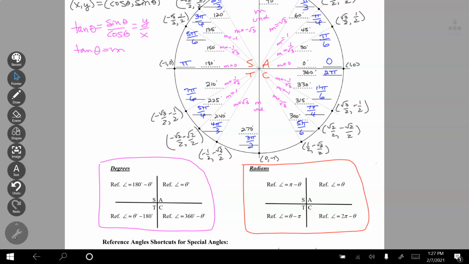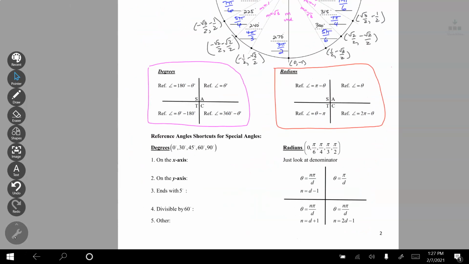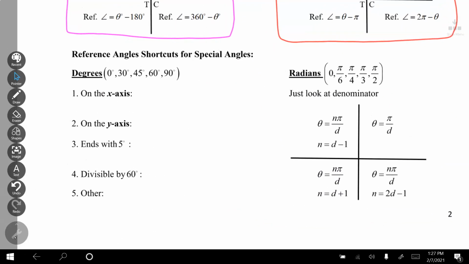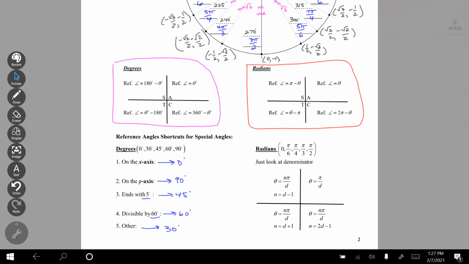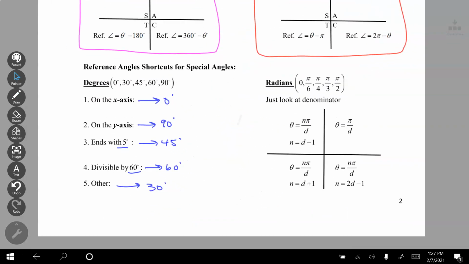Now, it's the same picture I had before, depending on what the 4 quadrants are, and so on and so forth. But we talked about this little shortcut way of looking at things. And we talked about, for degrees, if it was on the x-axis and divisible by 90, it was 0 degrees. If it's on the y-axis, it was 90 degrees. Ends with 5 was 45 degrees. Divisible by 60 was 60 degrees. And if it was none of these above, it was 30 degrees. And that's what we have on this whole big picture up here when we did that table.